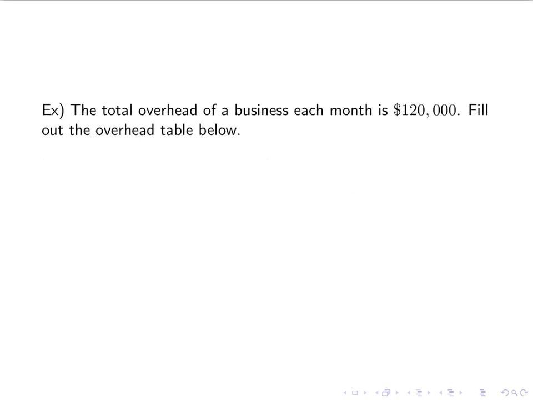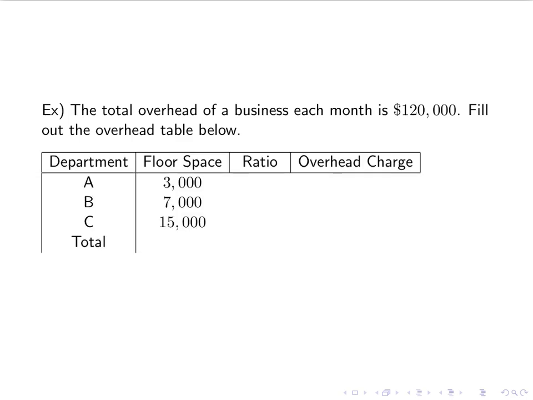The total overhead of a business each month is $120,000. Fill out the overhead table below. So this is the information that you would be given. The different departments, we're going to call them A, B, and C. And in this case, we're going to portion it out based on floor space. So Department A has 3,000 square feet. Department B takes up 7,000 square feet. Department C takes up 15,000 square feet.